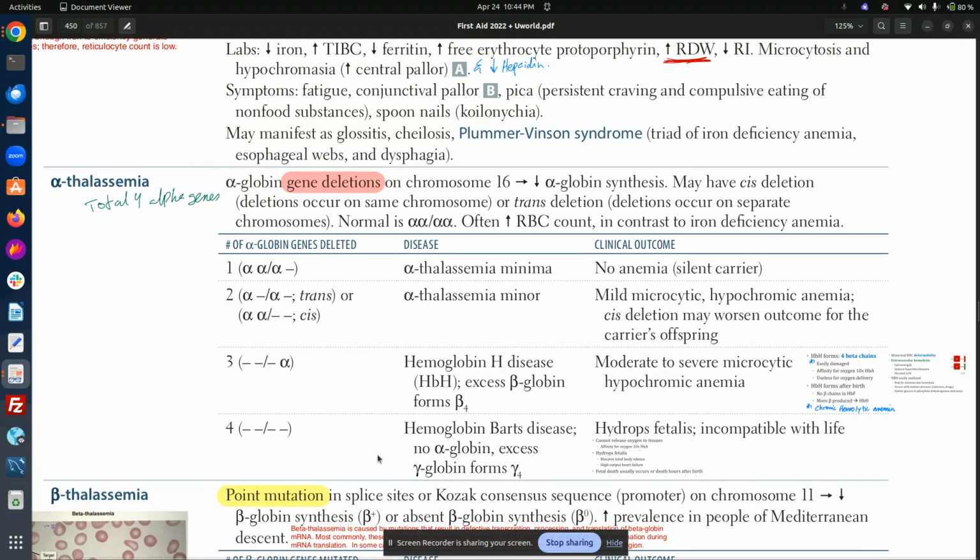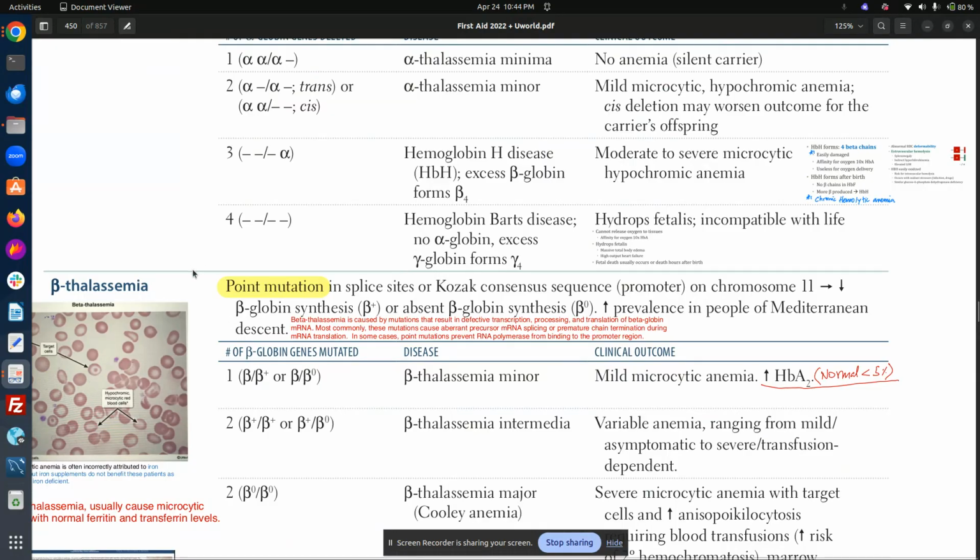Now let's talk about beta thalassemia. There is a point mutation, not gene deletion, in splice sites or the Kozak consensus sequence on chromosome 11. This causes decreased or absent beta globin synthesis. Decreased beta globin synthesis is shown as beta with a plus sign. Absent beta globin synthesis is beta with the zero sign. There is increased prevalence in people of Mediterranean descent. Usually thalassemia is seen in patients of Asian and Mediterranean descent.